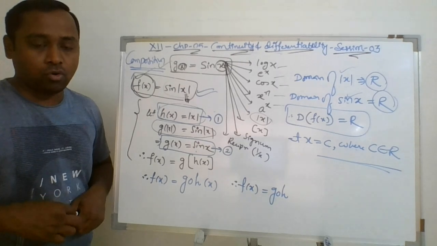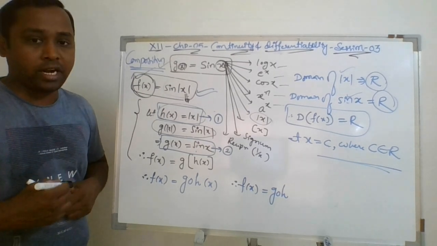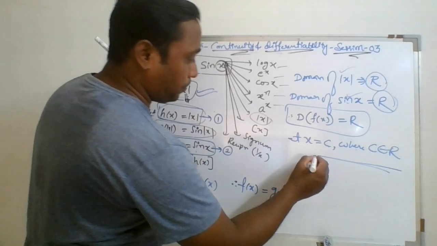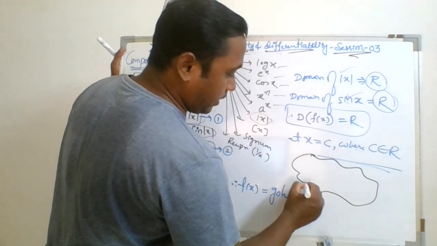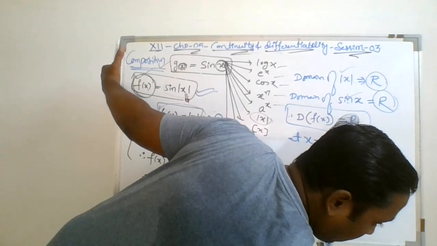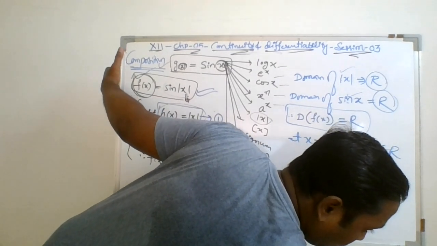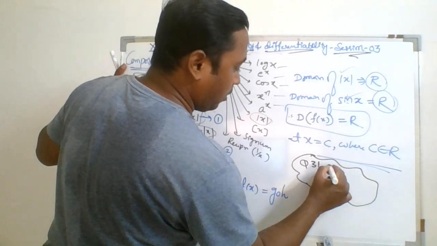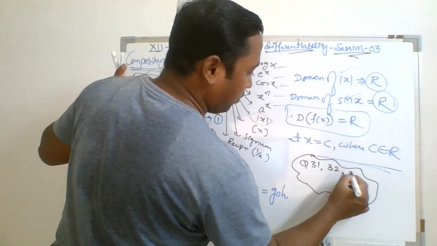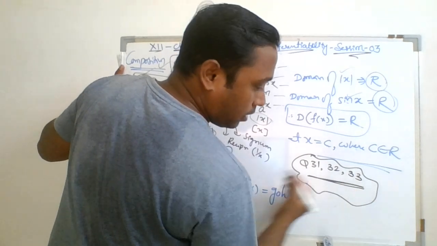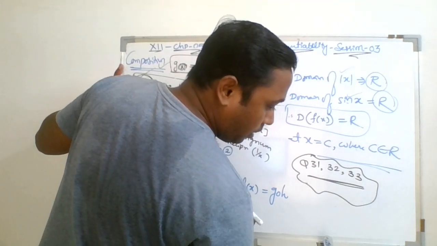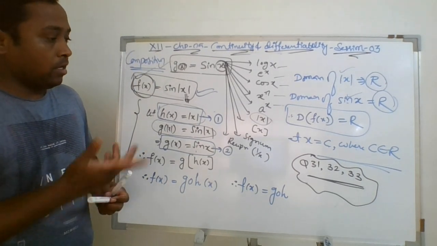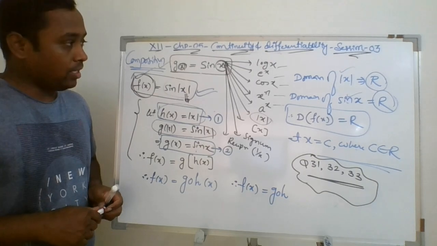I'm just writing the question numbers where you will find composition of functions for practice from the NCERT textbook. It is simply question numbers 31, 32, 33. There are basically only three questions given, so you can go with that. Okay, so you can finish the exercise.